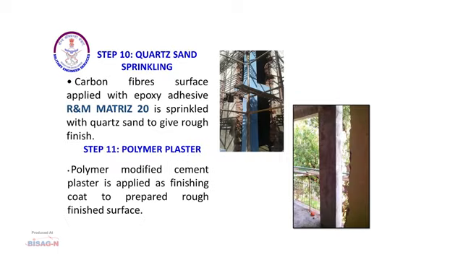Once the carbon fiber wrapping is done, the appearance of the column and beam needs to be restored to match the other structural members with plaster on them. So, these carbon fiber surfaces are applied with epoxy adhesive on which quartz sand is sprinkled, and in step 11, polymer modified plaster is done to give it the same finish as the regular plaster. These are the steps in which the rehabilitation of the structural members is complete.